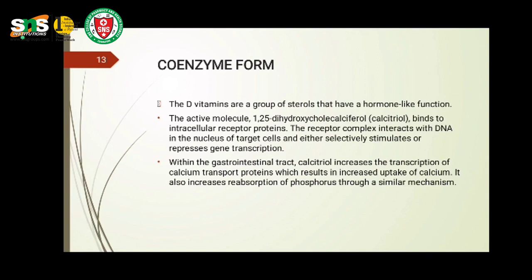Coenzyme form of vitamin D. The vitamin D are a group of sterols that have a hormone-like function. The active molecule 1,25-dihydroxycholecalciferol, otherwise called calcitriol, binds to the intracellular receptor proteins. This receptor and calcitriol complex interacts with DNA in the nucleus of the target cell and either selectively stimulates or represses the gene transcription. Within the gastrointestinal tract, calcitriol increases the transcription of calcium transport proteins, which results in increased uptake of calcium. It also increases the reabsorption of phosphorus through a similar mechanism.